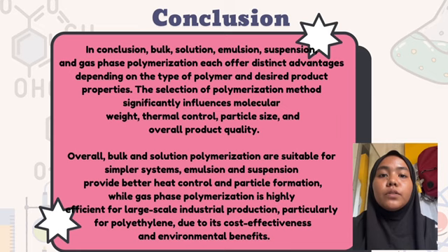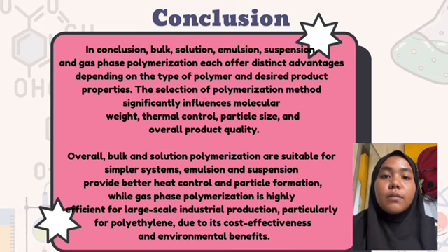In conclusion, bulk, solution, emulsion, suspension, and gas phase polymerization each offer distinct advantages depending on the type of polymer and desired product properties. The selection of polymerization method significantly influences molecular weight, thermal control, particle size, and overall product quality. Overall, bulk and solution polymerization are suitable for simpler systems. Emulsion and suspension polymerization provide better heat control and particle formation, while gas phase polymerization is highly efficient for large-scale industrial production, particularly for polyethylene due to its cost effectiveness and environmental benefits.